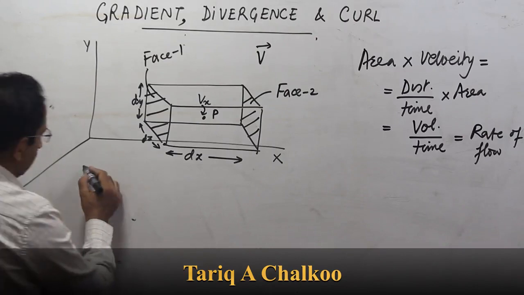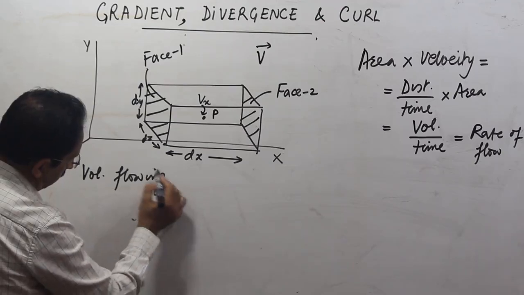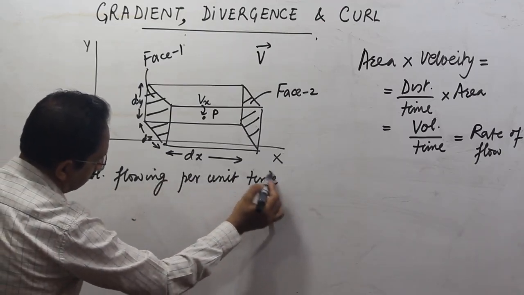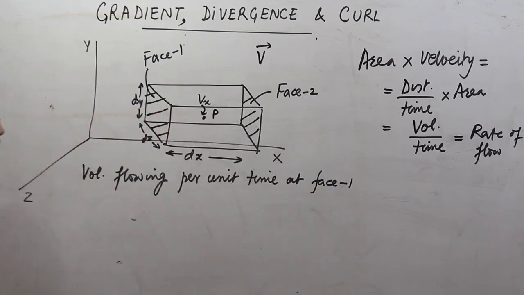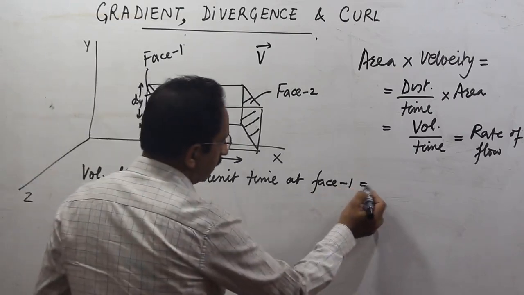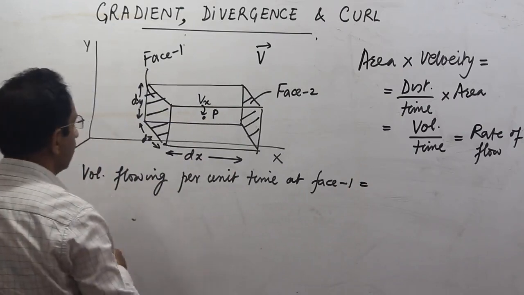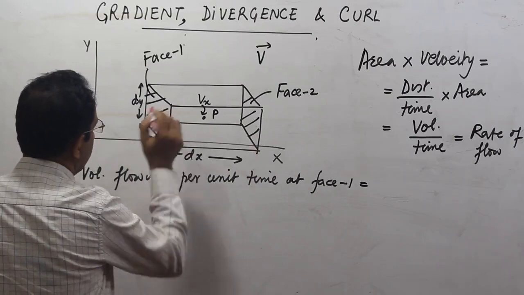So if I say volume flowing per unit time at face 1, face 1 आप देख लें, this is face 1 shaded. So I'll take the velocity जो इस shaded area के perpendicular है, that velocity here is the velocity along the x-axis.